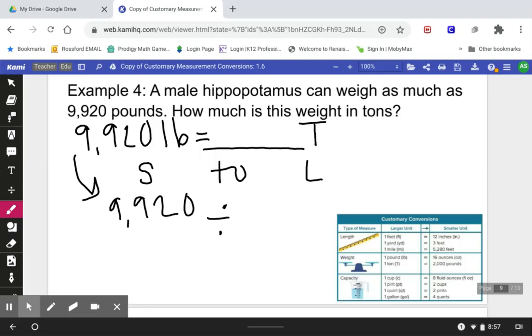All right, in this table, we know that 1 ton is equal to 2,000 pounds. Therefore, we're dividing by 2,000. All right. Let me put that in my calculator. So we have 9,920 divided by 2,000. And I get 4 and 96 hundredths tons.